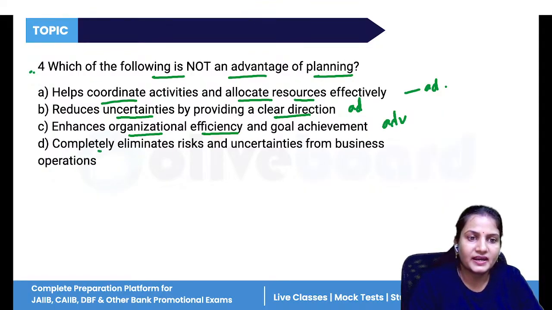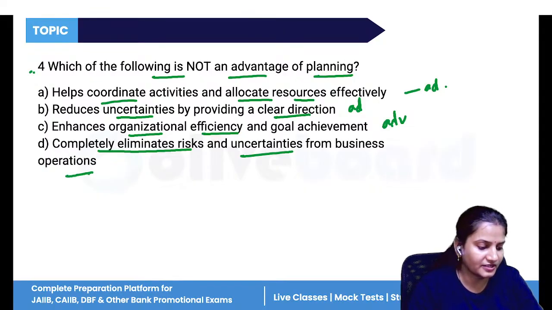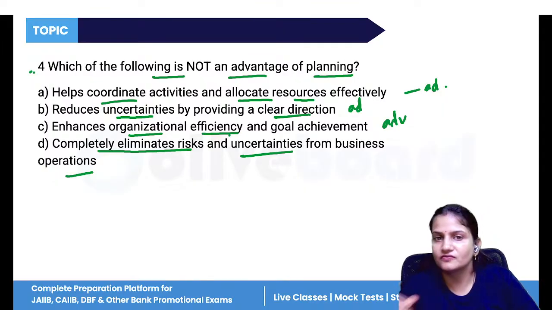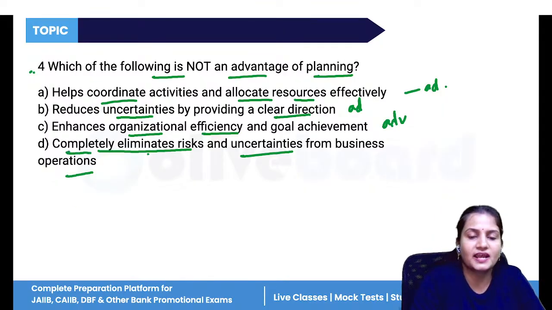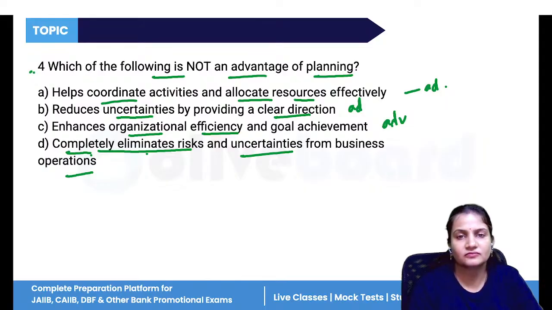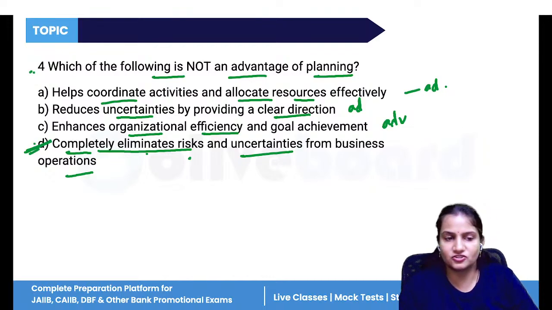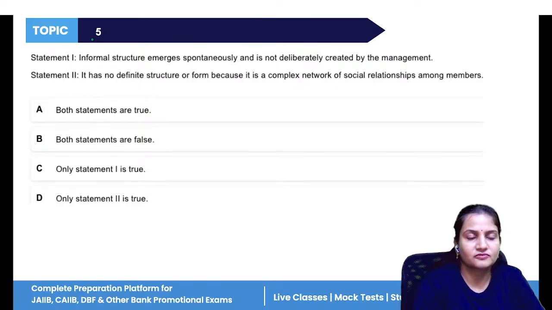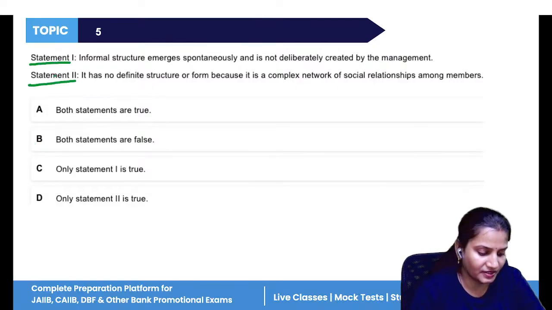Now, it completely eliminates risk and uncertainties from business operations. Tell me, see, even if you have made very good planning, there are still chances that risk will be there. So you cannot completely eliminate risk. There is still a 1% or 0.1% chance that a risk may be there. That is not an advantage of planning. So this is the disadvantage of planning. Now, question 5. Again, two statements are given.